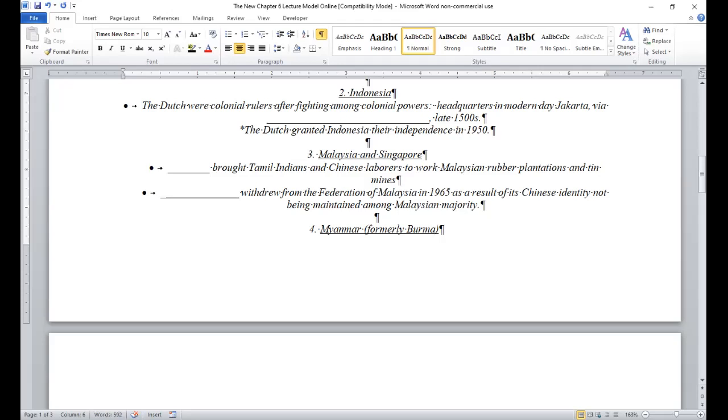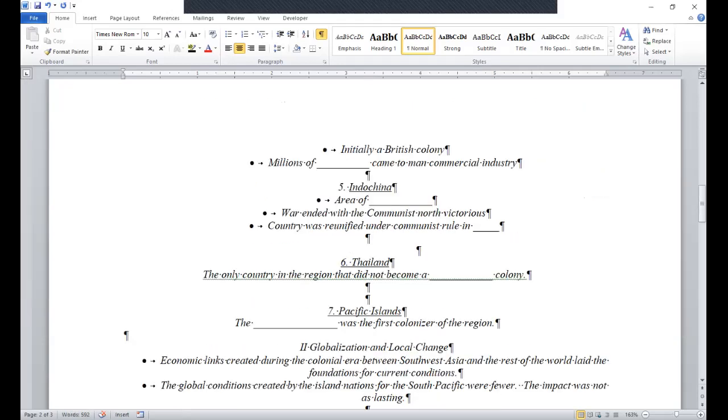And then going up again to the northwestern corner of our region, take a look at Myanmar, formerly Burma, initially a British colony. Millions of Indians came to man commercial industry.